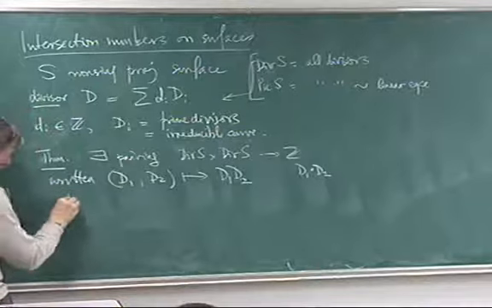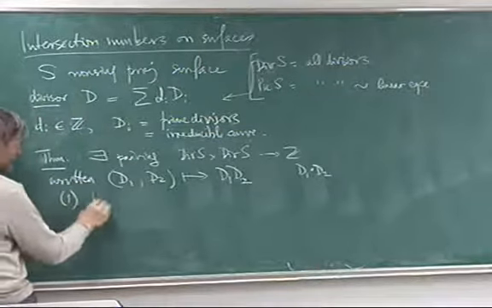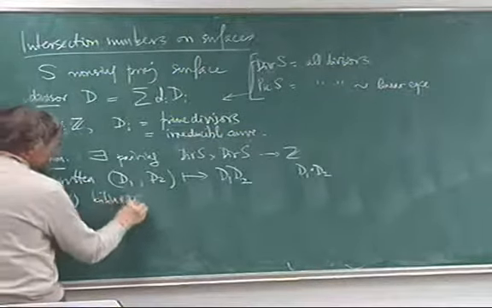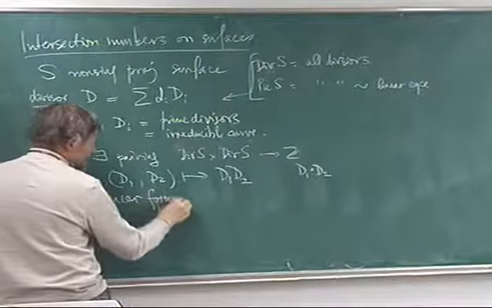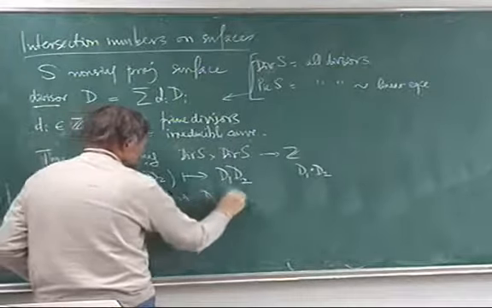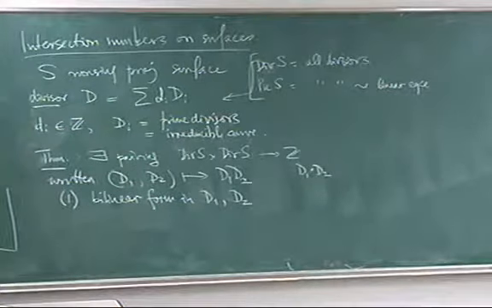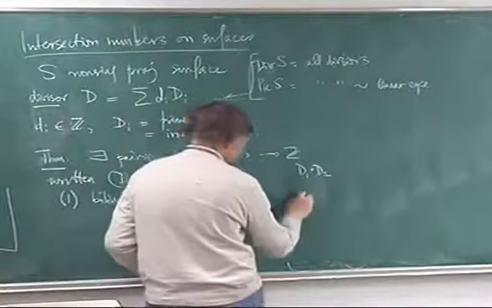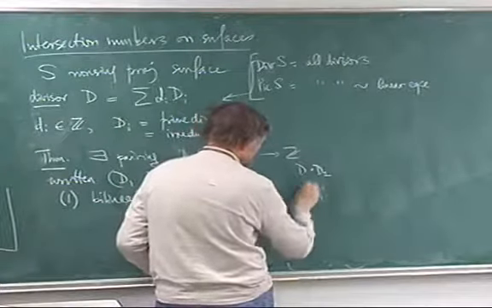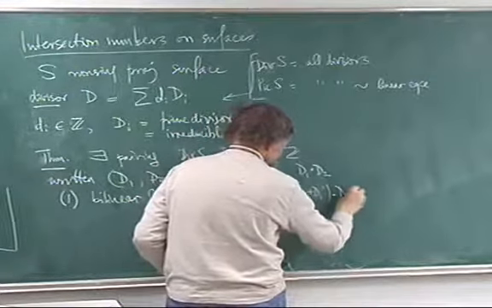Okay, and the properties it has: one, it's a bilinear form in D1, D2. So it's a function of two variables, and it's linear in either variable. I don't need to spell out what that means. It means things like (D1 plus D1 primed) times D2 equals what you see.